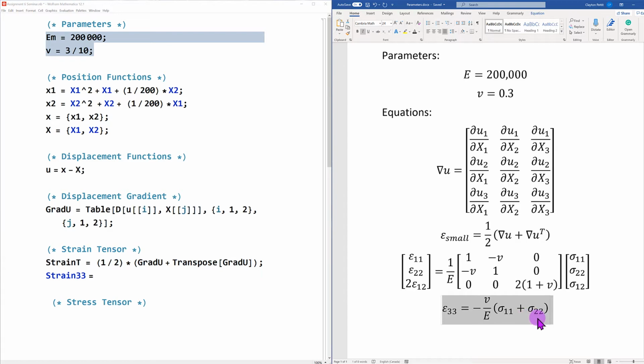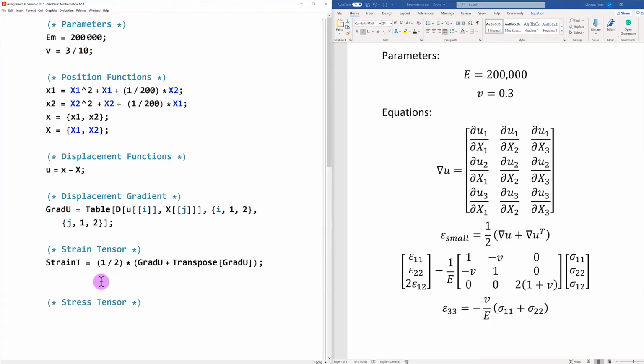So right now, in its current state, I actually cannot find the complete strain tensor because I don't have enough information to solve for epsilon 3,3. So it was a nice try, but I can't quite get there yet. What I'm going to have to do is use the relationships between the stress and the strain to figure out those stresses before I can finalize figuring out the strains.